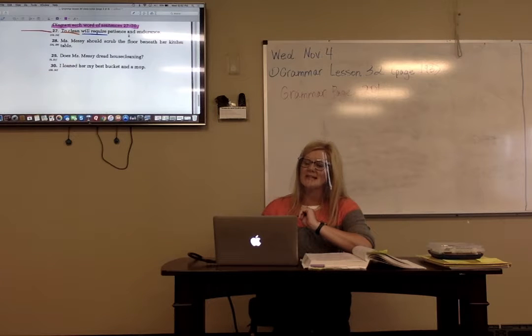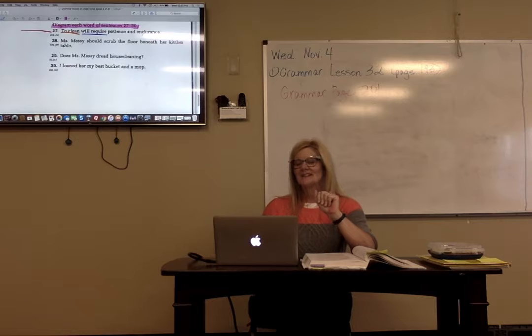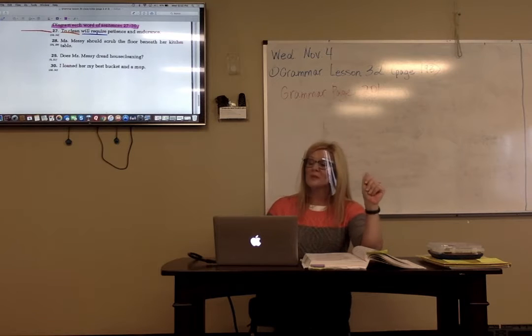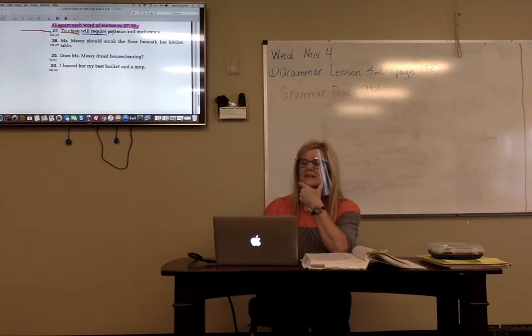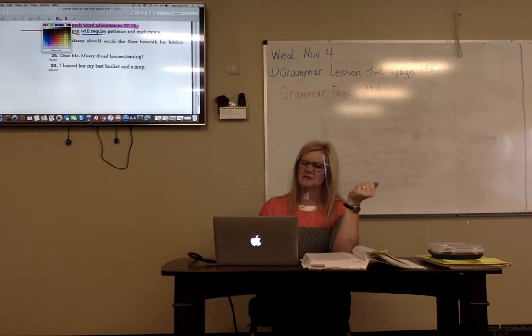I do notice there's an and, which means we have a conjunction. All right, what part of speech is our conjunction? How are we going to diagram it? What is this? Compound direct object. It's a direct object. Will require what? Patience and endurance. All right, so give it a go. Yep, this is going to be a compound direct object.